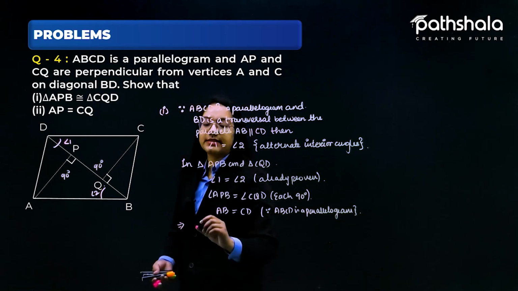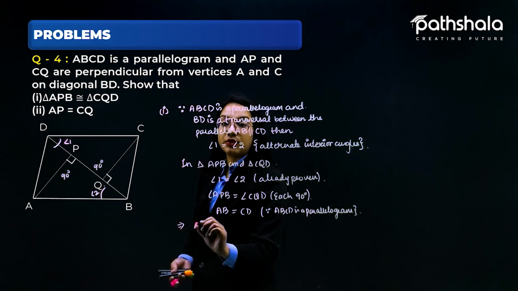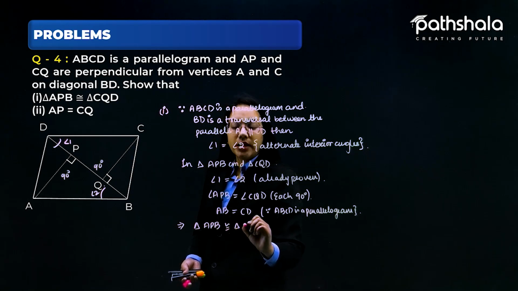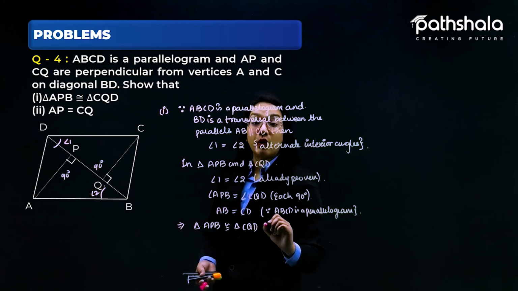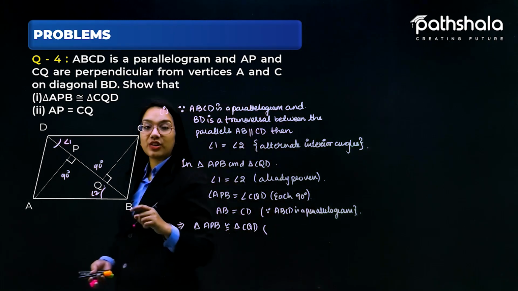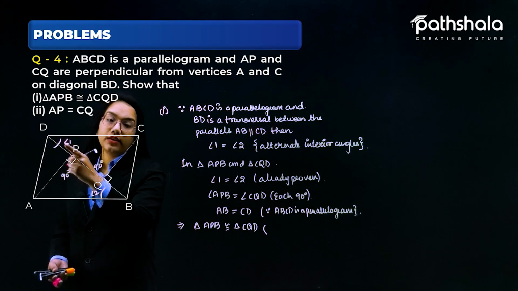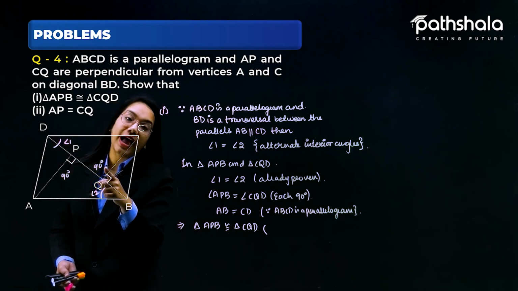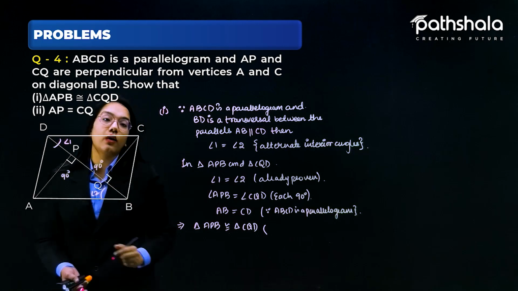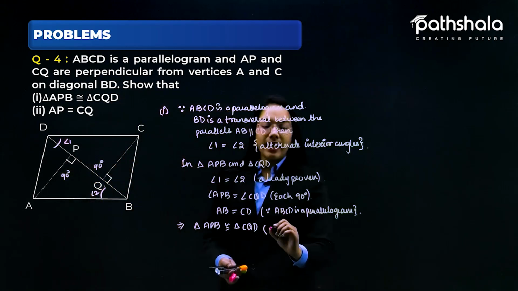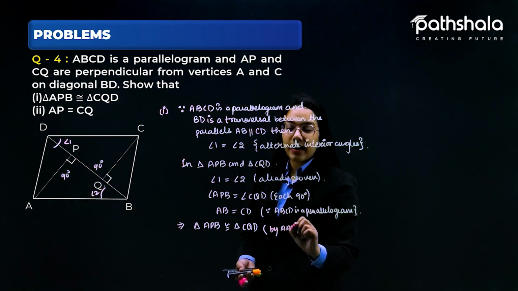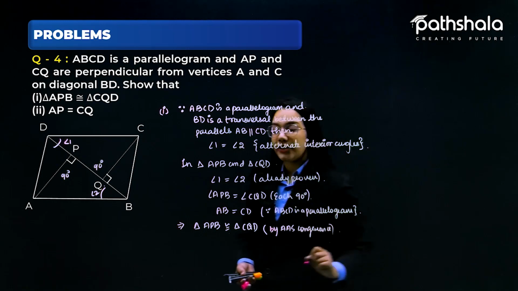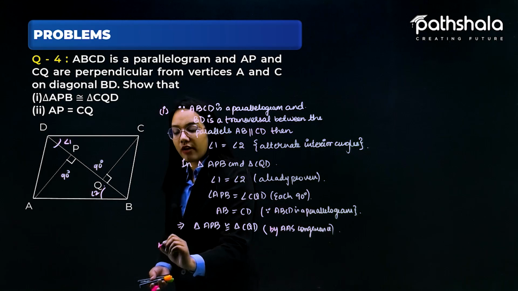So it implies that triangle APB is congruent to triangle CQD. By which criterion? You can see that this is an angle, this is a side, and this is an angle. So by angle-angle-side, that is by the AAS congruence criteria, we can say that they are congruent to each other. So this is the end of our first part.